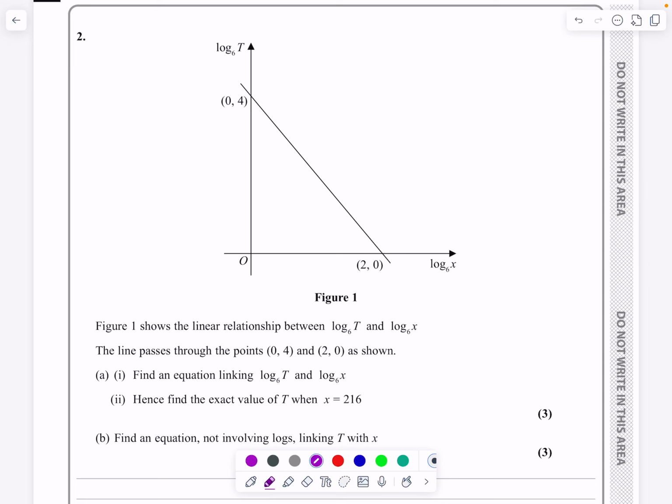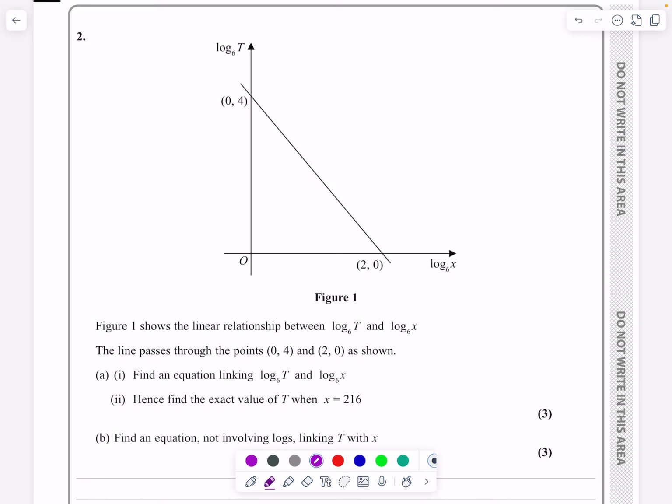Okay, this is the P3 paper from June 2023. It's question number 2. As we can see by looking at it, this is an exponentials and logs question. In particular, we're going to be looking at logs and nonlinear data. So let's have a look at the question and see what we've got.